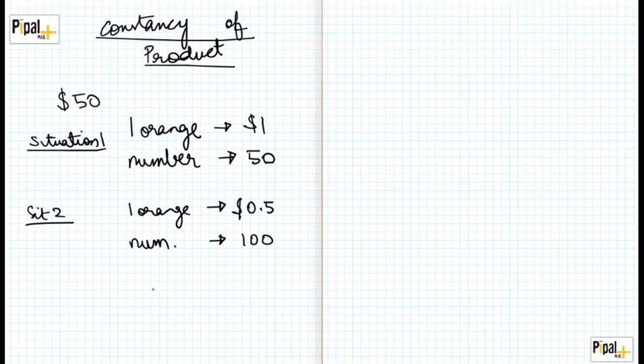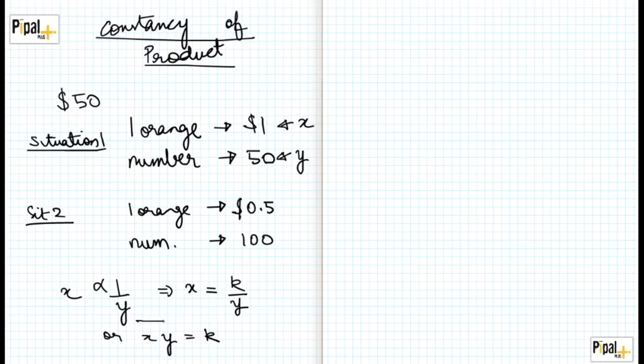So essentially, if we express this in another way, the price per orange, if I call this variable x and this variable y, then x is inversely proportional to y. The idea is, if x reduces, then y increases. If x increases, then y reduces, right? Or x equals a constant upon y, or x into y is a constant. So this situation is constancy of product, the product of two entities being a constant.